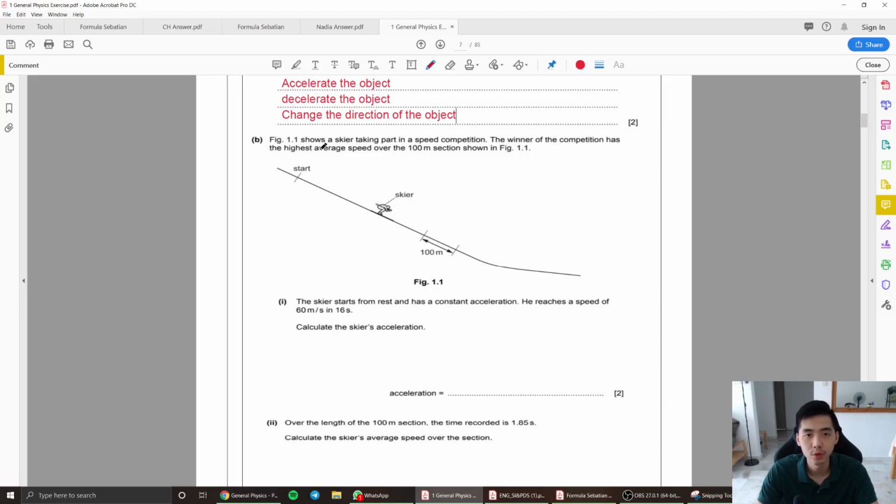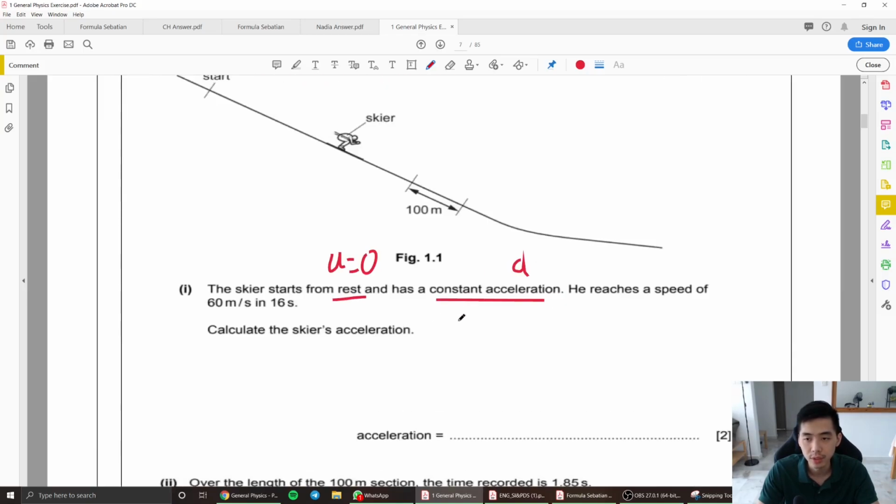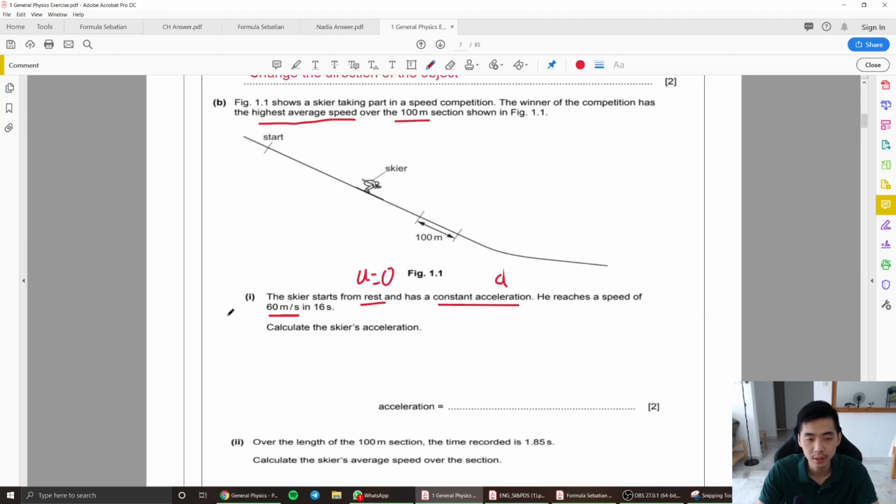Figure 1.1 shows a skier taking part in a speed competition. The winner of the competition has the highest average speed over the 100 meters section as shown in figure 1. This guy should fly fastest at this specific section here. The skier starts from rest, indicating that the initial velocity is 0, and has a constant acceleration. He reaches a speed of 60 meters per second, which is obviously a final velocity, in a time frame of 16 seconds.